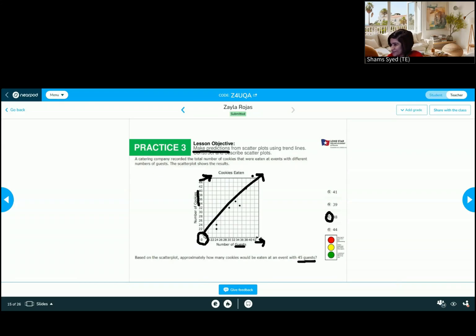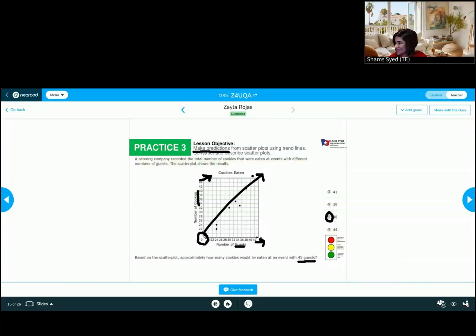Hope, look at Zayla's chart. Zayla tried to create a trend line passing through most of the dots. And the very last one is about 44. 44 is around 46 cookies. I'm going to go back, right? Is that making sense, Hope?